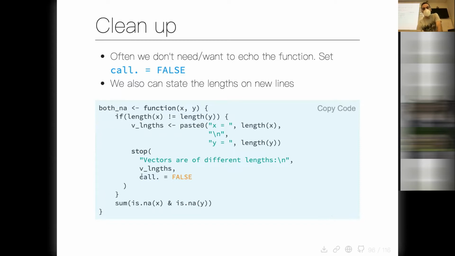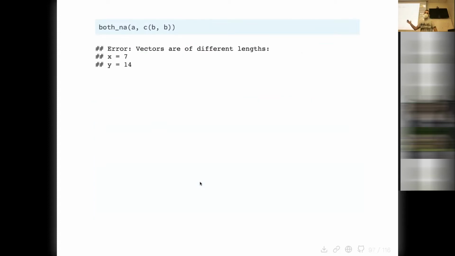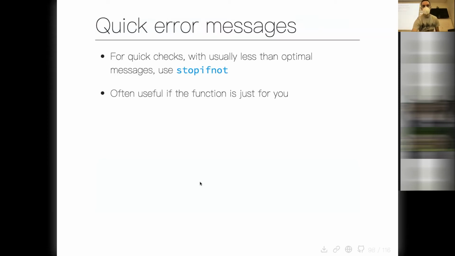So instead, you just put call dot equals false, and then the error looks like this, right? Error: vectors are of different lengths, x equals 7, y equals 14, okay? So that's super minor, but still good.